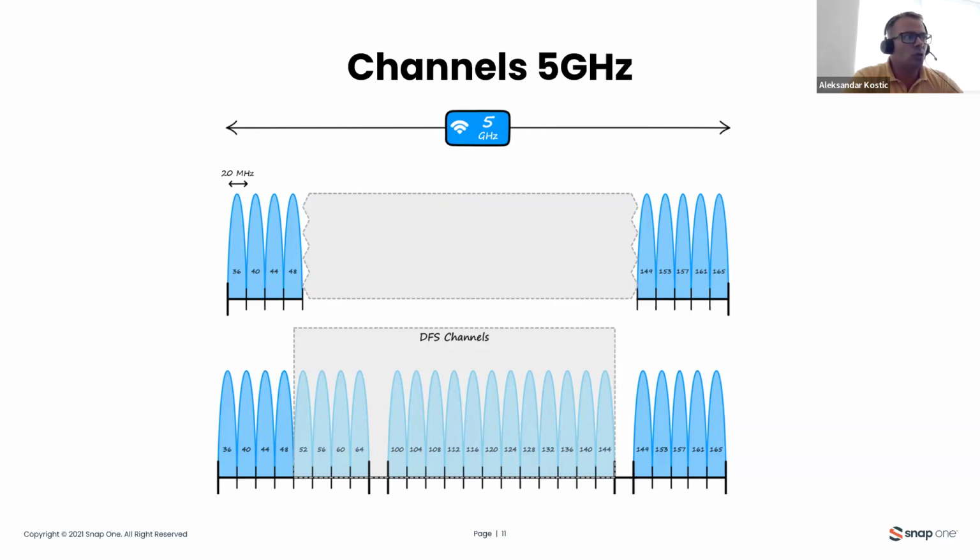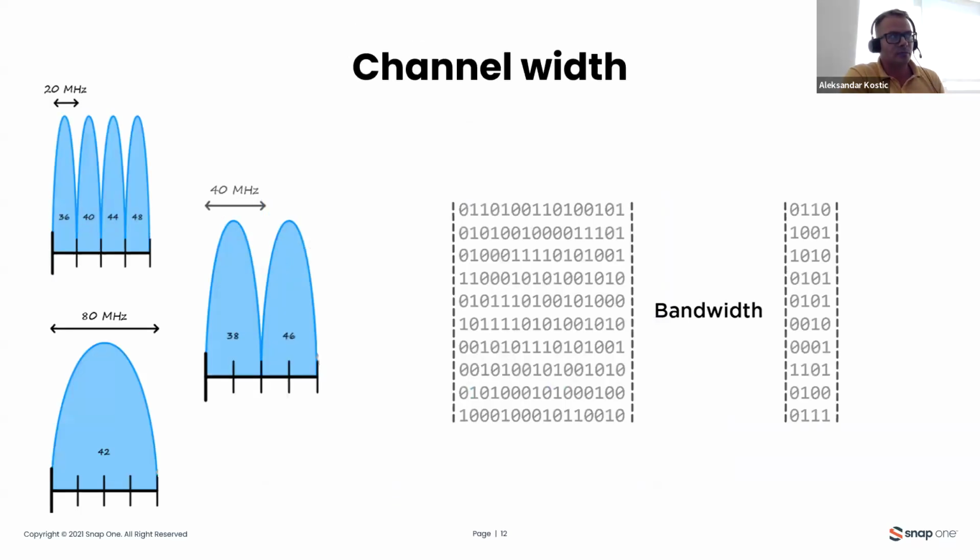Okay, so what we saw so far is that the 2.4 gigahertz frequency band has a much narrower frequency range with only 3 non-overlapping channels, while on 5 gigahertz we have all non-overlapping channels when we use 20 megahertz. But now the situation gets a little bit more complicated, because on 5 gigahertz we typically change the channel width.